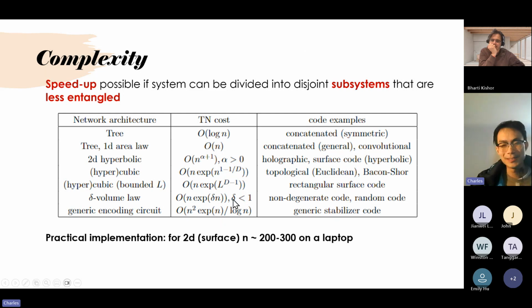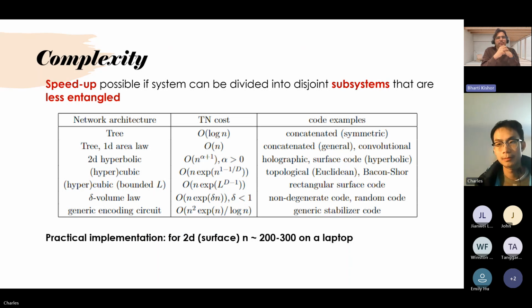But even for the sub-exponential scaling, say for a 2D surface code, you can still run it on a laptop up to 300 qubits. So it's still a tenfold increase over what we could previously do using just brute force, so like 200 to 300. So let's suppose, recently IBM developed this bivariate bicycle code, and they are CSS codes with around 100 to 200 physical qubits.